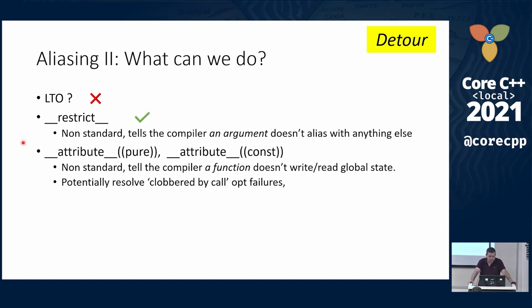There are also less commonly known attributes that presumably help fix states where aliasing manifests as "clobbered by call." Very often, the compiler cannot prove that a function call somewhere does not change a global state. This is a way of informing the compiler that this function does not change global state. I've never seen it succeed. I've never seen it do anything useful.